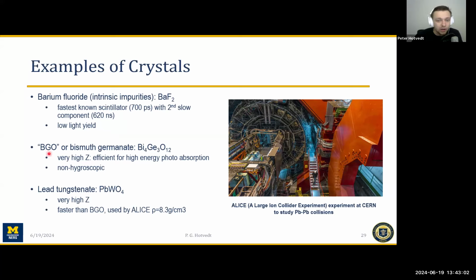Next, we have BGO, or bismuth germanate. This has a very high Z, making it very, very efficient at high energy photoabsorption, and it's non-hygroscopic. So it's a very useful scintillator, and I know people are working on this quite a bit. Then the last one is lead tungstate, which has a very high Z. It's faster than BGO, and it was used by ALICE, A Large Ion Collider Experiment at CERN, to study lead-lead collisions. So there's one application right there.